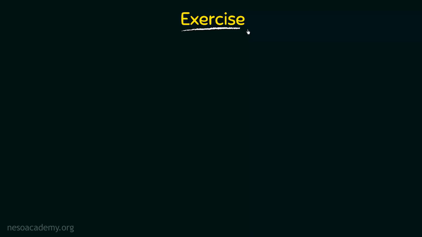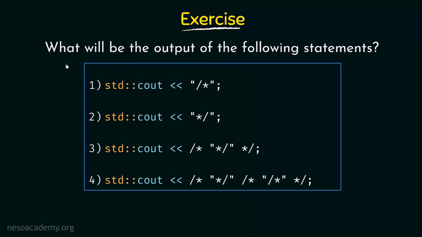I will give you some cout statements with some comments and you have to find out what the output is for that. So here, what will be the output of the following statements? Here we have 4 statements. The first one is std cout, and then within double quotes I have a /*, and in the second one within double quotes I have */. In the third statement I have this delimiter here, and then this one within quotes and another delimiter here. In the fourth statement I have one delimiter here, another one within double quotes, and another one here, and here again another one within double quotes and another delimiter here.